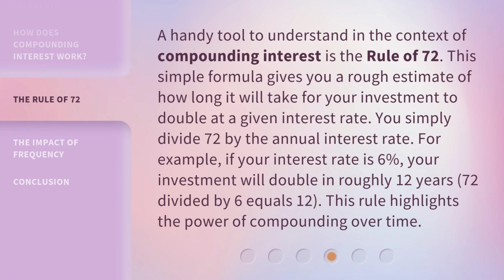A handy tool to understand in the context of compounding interest is the Rule of 72. This simple formula gives you a rough estimate of how long it will take for your investment to double at a given interest rate. You simply divide 72 by the annual interest rate. For example, if your interest rate is 6%, your investment will double in roughly 12 years. 72 divided by 6 equals 12. This rule highlights the power of compounding over time.